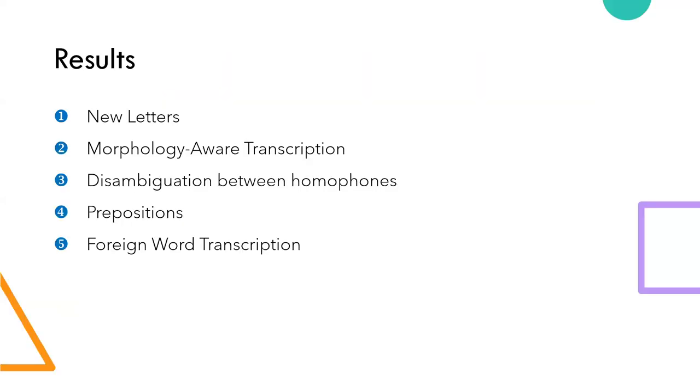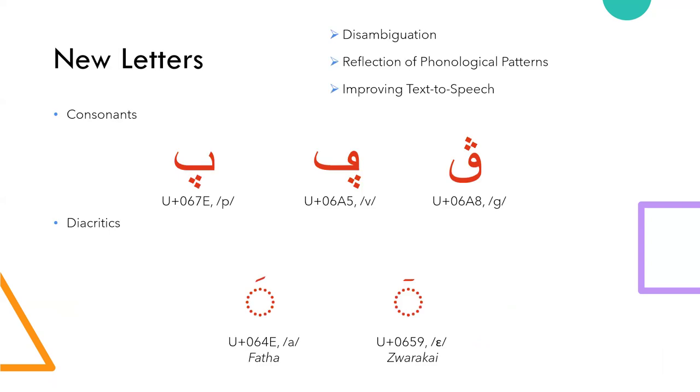We have five revisions that we are proposing for the CODA guidelines. These revisions make up the new guidelines that we are proposing, the normalized orthography for Tunisian Arabic. The first revision is that we use new letters to disambiguate between words, to reflect some phonological patterns and to improve text to speech. So we propose three new phonemes, pa, va, and ga, and these phonemes do not exist in Modern Standard Arabic, so we add them.